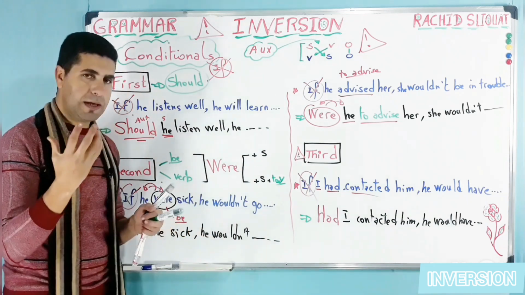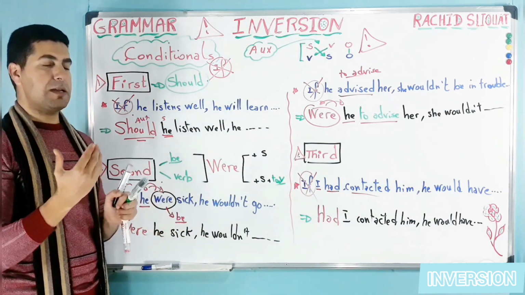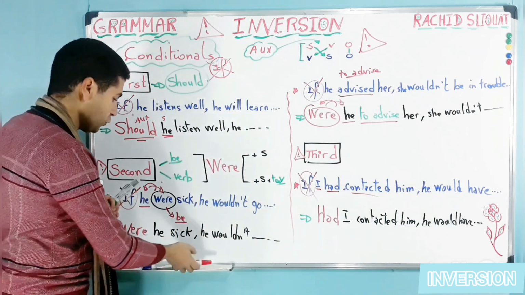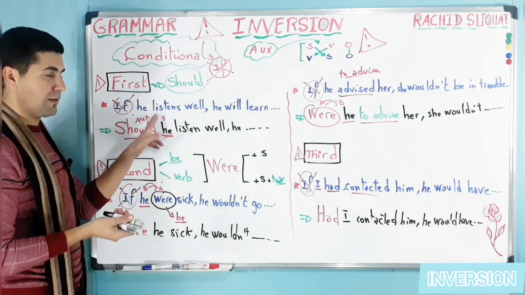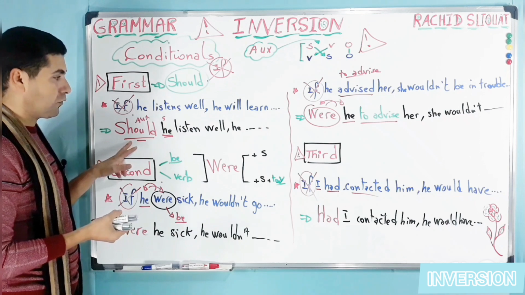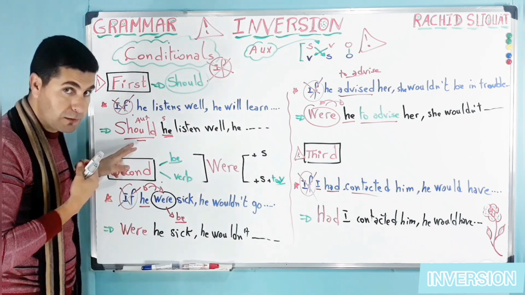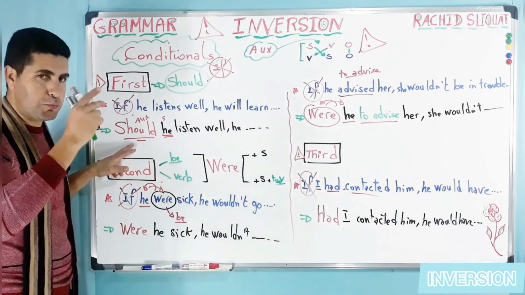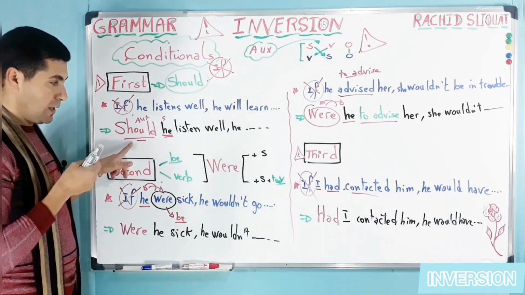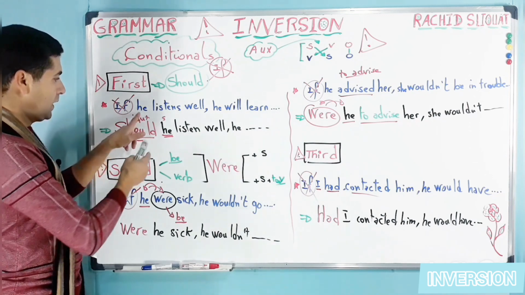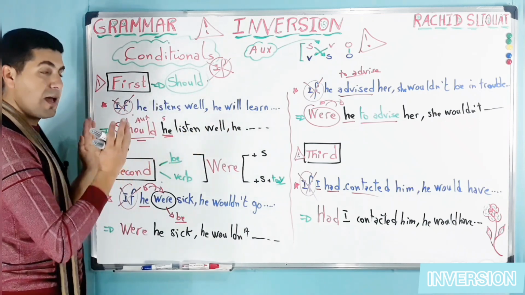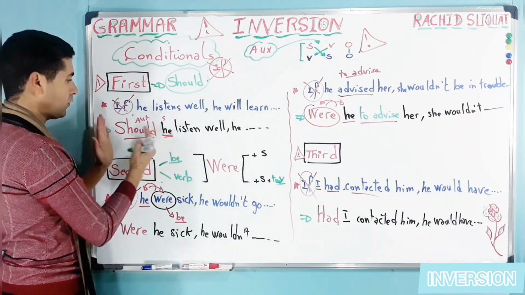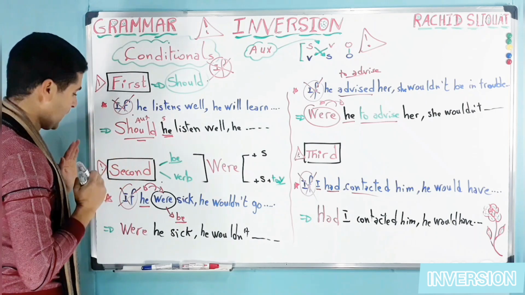Now the important thing that you might encounter in the exam is to rewrite the sentence. For example, they may give you a sentence and they start with should, and they ask you to complete or rewrite the sentence with should. Here again, we are going to invert. We are going to just remove if and complete the sentence as it is, and then we would have inversion. Should he, that's inversion.